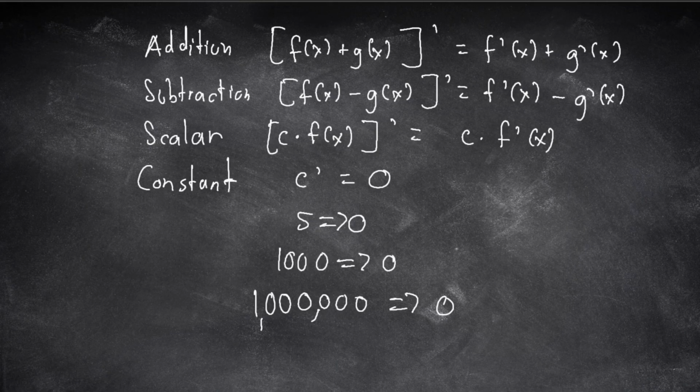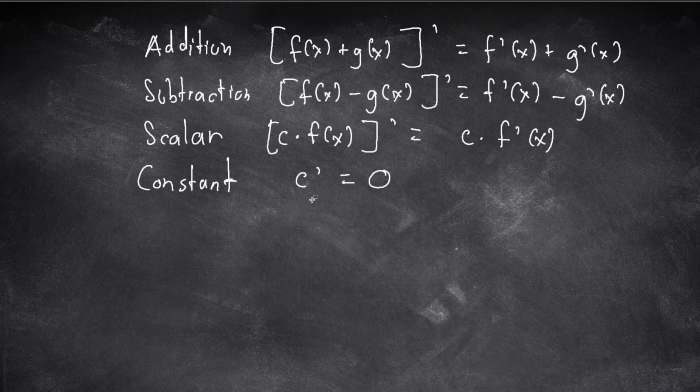Unless there's some variable in it, then you're going to use addition, subtraction, scalar, power rule, etc. And some other rules that we're going to teach later in the future. But basically, those are the rules. So let's try an example that uses all of it. So let's say we use a more complicated parabola. So f of x is equal to 2x squared minus 5x plus 3.